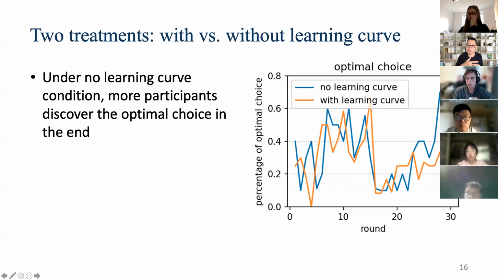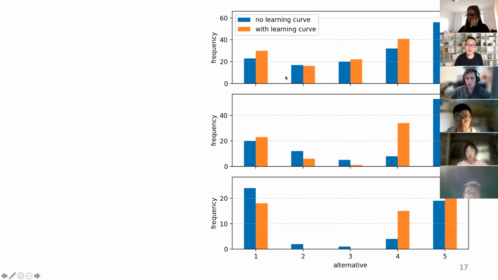And the following graph actually shows the same thing. This graph shows the distribution of different alternatives, right? Let me remind you, alternative 5 is the best alternative in the beginning, and alternative 4 is the second best. And then the other 3 were more or less similar. But eventually, as time goes by, alternative 1 becomes the best alternative.